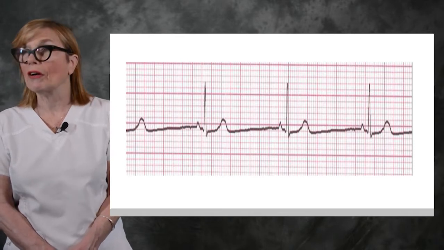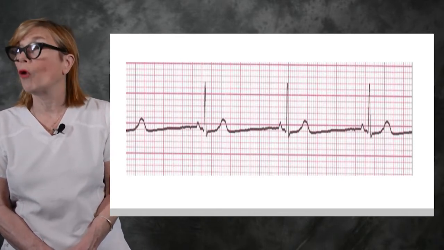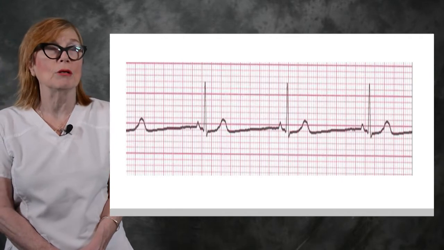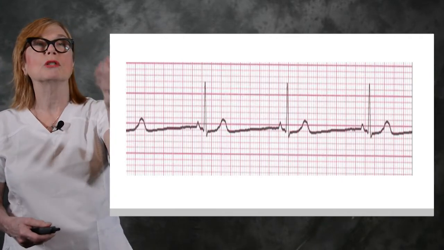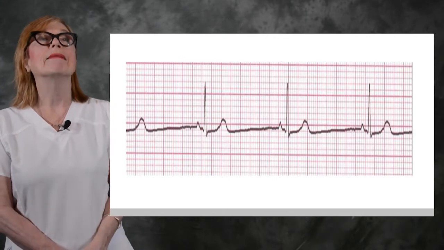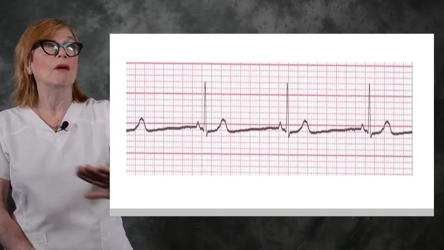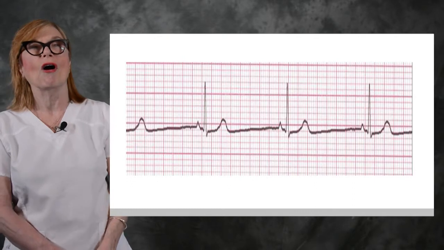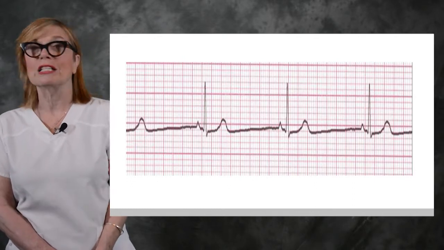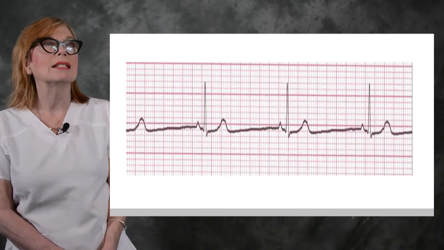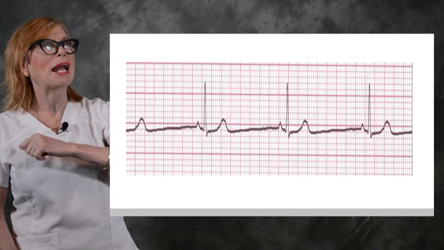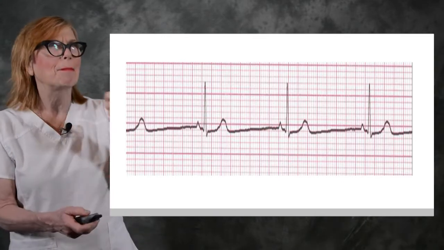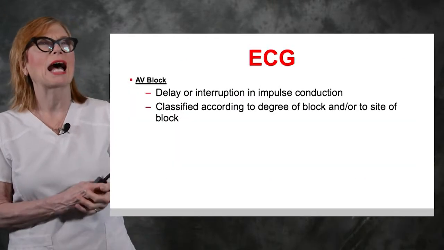Now this isn't a very long strip, and I would require something longer than that if I was making a diagnosis, but for us we're going to say P1 to P2 equals P2 to P3, and the P to P interval, which I now have validated, equals the R to R interval. The PR interval is constant, and the QRS is narrow. So we are now going to call that, yes, you're right, sinus bradycardia. Perfect, 100% on your test.